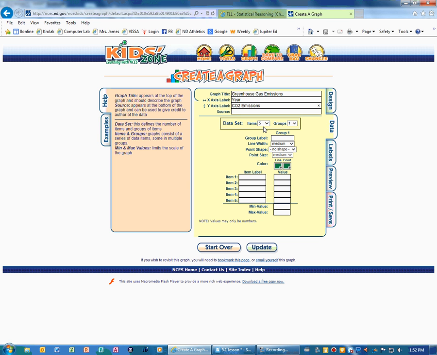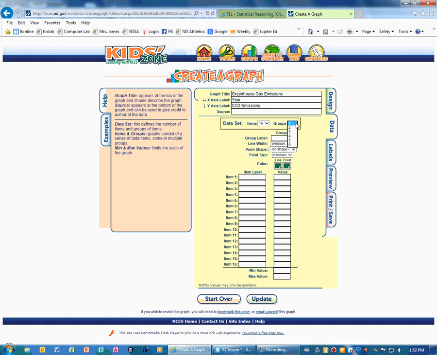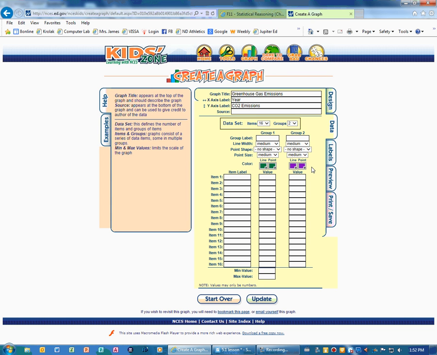So we have 16 pieces of data, we have 16 items, and we have two groups, one for the US and one for Canada. Okay? And if you want, you can play with the color. I don't really care, but you can play with the line width. I didn't bother with any of that. So you can type in all the data for 1990.